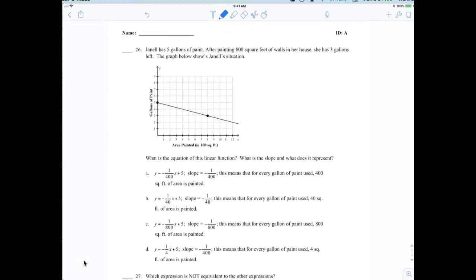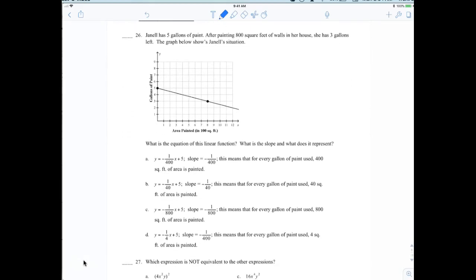All right, let's take a look at 26. Janelle has 5 gallons of paint. After painting 800 square feet, she has 3 gallons left. Is that us? Yeah. Wow, that was kind of quick. All right, what is it? Oh, I forgot it was 12 day. All right.